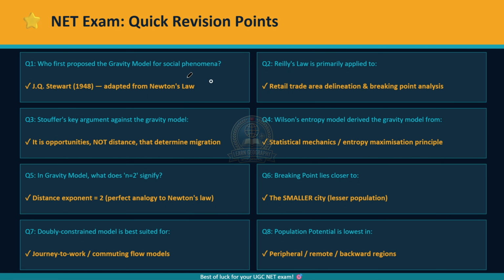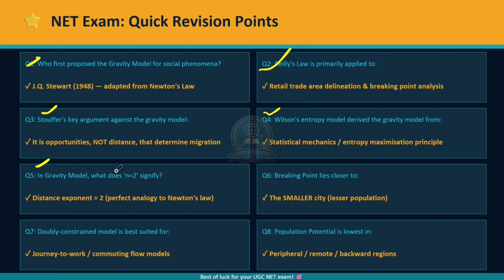NET exam quick revision points. Question 1: Who first proposed the gravity model for social phenomena? Julian Stewart in 1948, adapted from Newton's law. Question 2: Reilly's law is primarily applied to retail trade area delineation and breaking point analysis. Stouffer's key argument against the gravity model: it is opportunities, not distance, that determine migration. Wilson's entropy model derived the gravity model from statistical mechanics, using the entropy maximization principle.